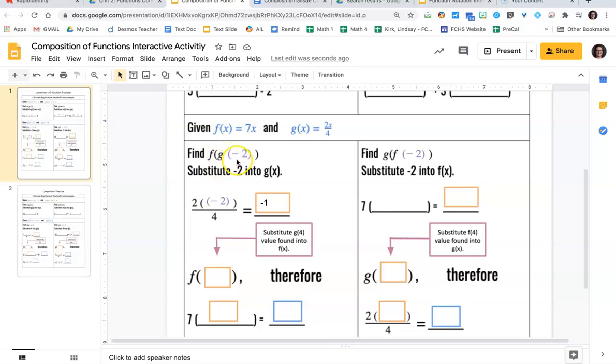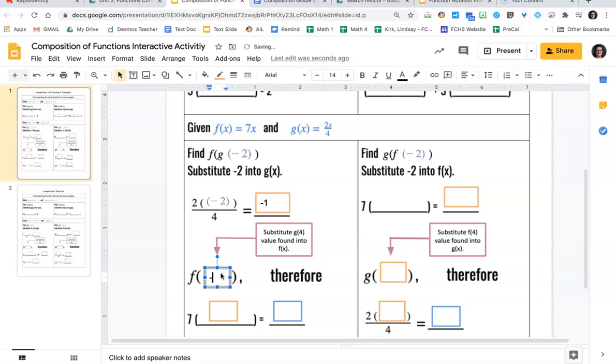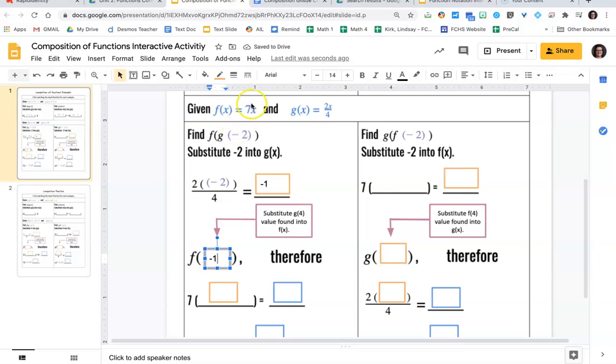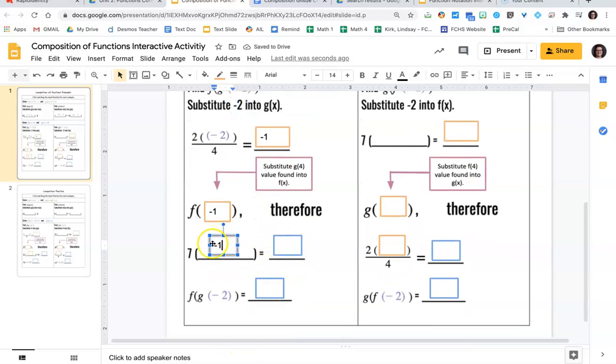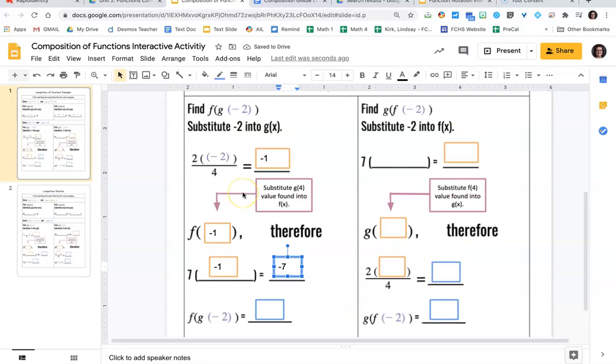Why are we substituting into the f function? Because we found g of negative 2 is negative 1. So we're going to substitute that into the f function. Right here, we're now going to find f of negative 1. The f function is 7 times x, so 7 times the placeholder, and we're going to put in negative 1. When we simplify that, that gives me negative 7. So f of g of negative 2 gives me the final value of negative 7.